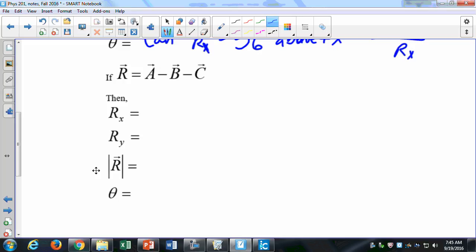What's the x component? The x component is 0. That's 1 minus 3 minus a negative 2. That's equal to 0. And then similarly, the y component is 2 minus negative 4 minus 5. That's equal to 1, right? And so my magnitude and direction, well, this is pretty easy, right? Because I only have a y component.